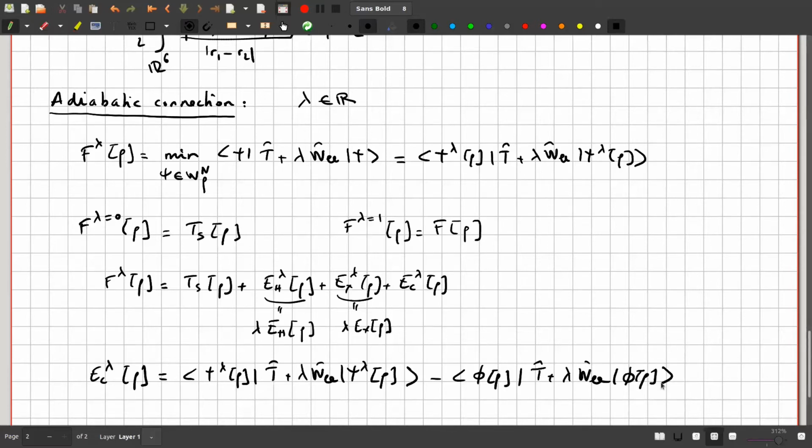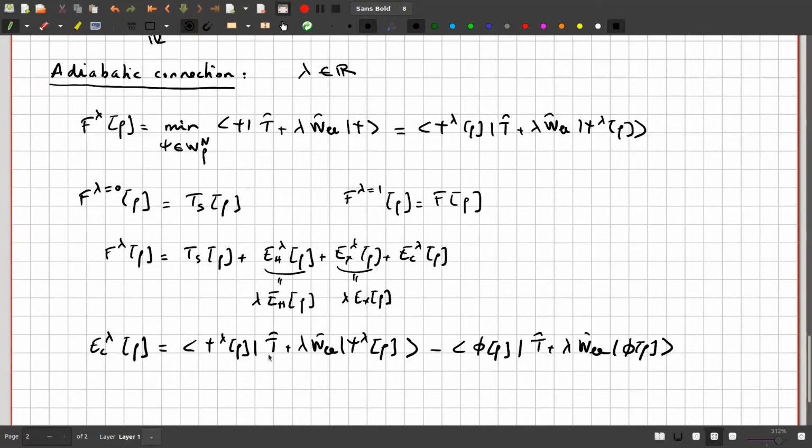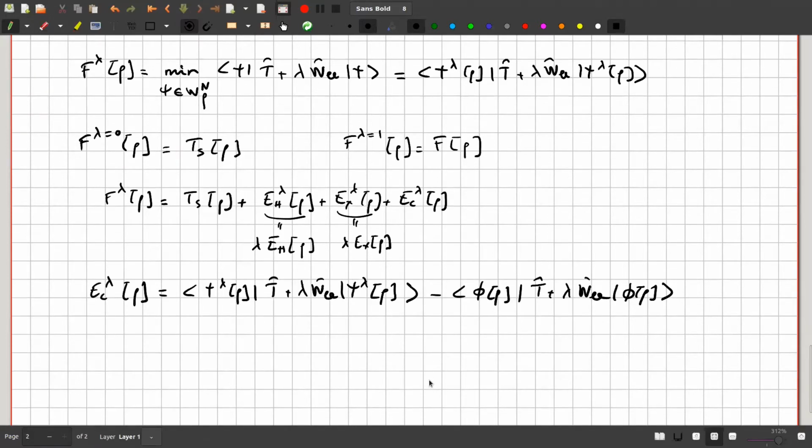Okay. Now, the trick to get rid of the kinetic energy operator and to express the correlation energy simply as a potential energy contribution, if you wish, is to take a derivative now with respect to lambda of this expression. So let's compute that. Let's take the derivative with respect to lambda of this correlation energy. Okay.